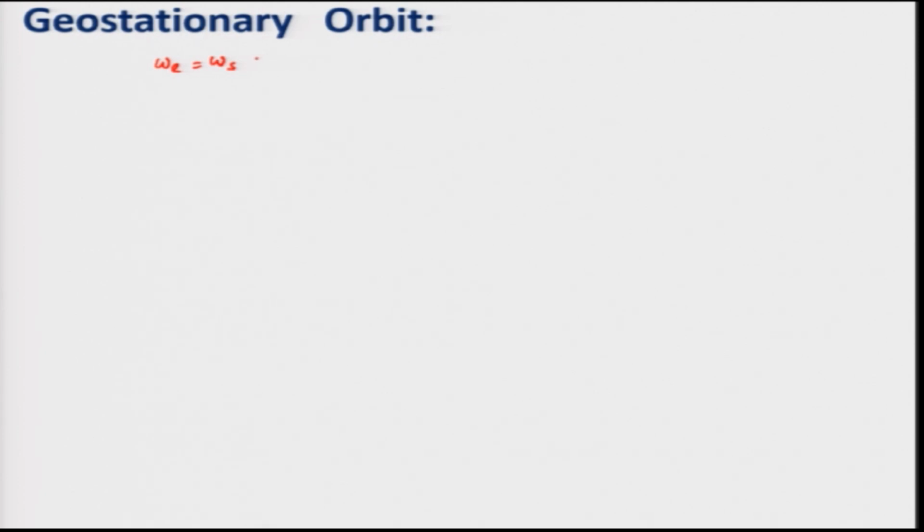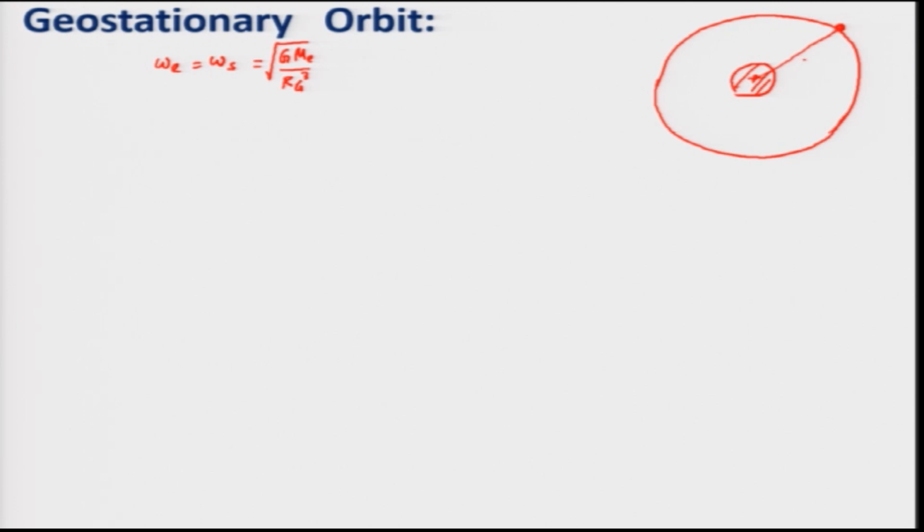and we know that omega of the earth is equal to root over G m E, this is the mass of the earth, divided by r G cubed, because if this is your earth and let us say this is your satellite, then this distance is r, the radius of the geosynchronous or geostationary orbit. So, this is your r.